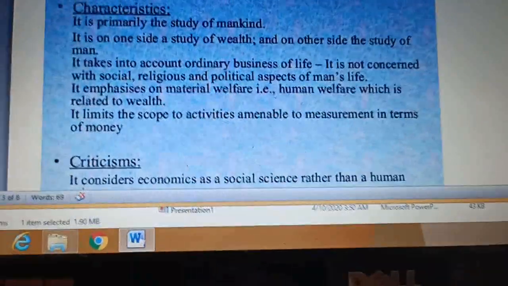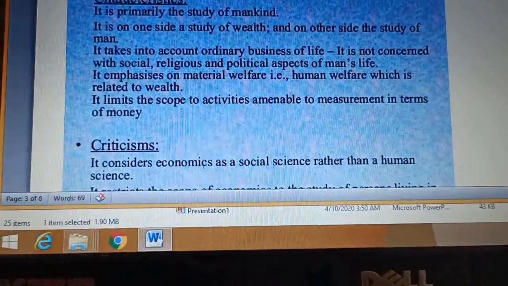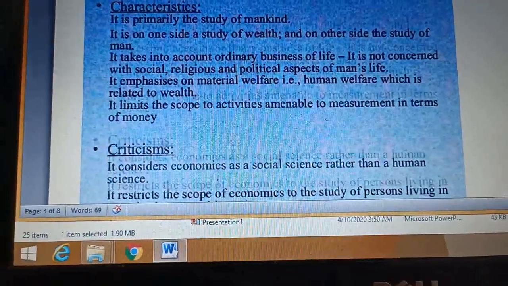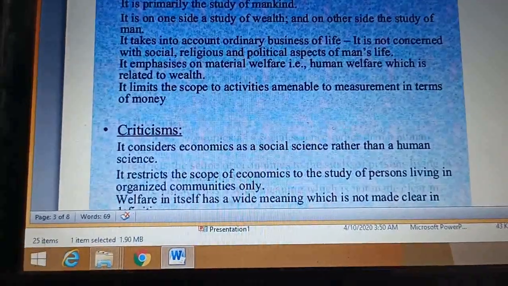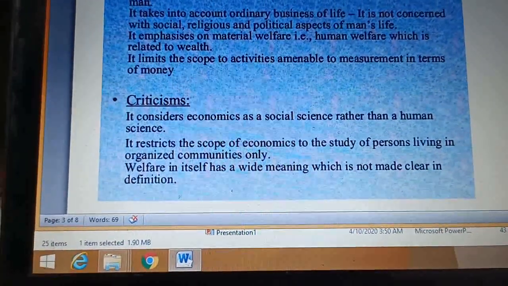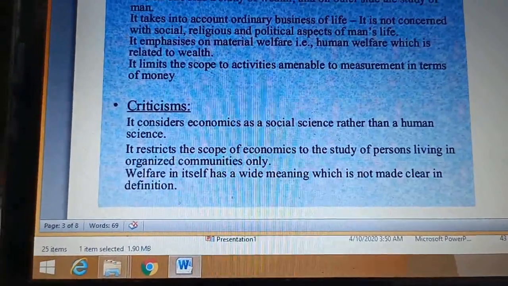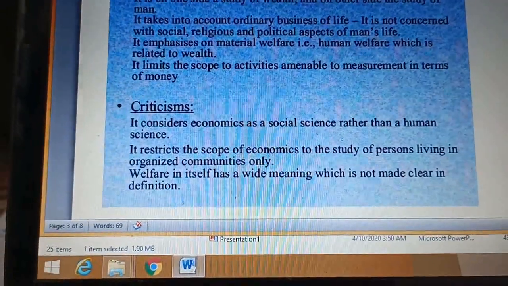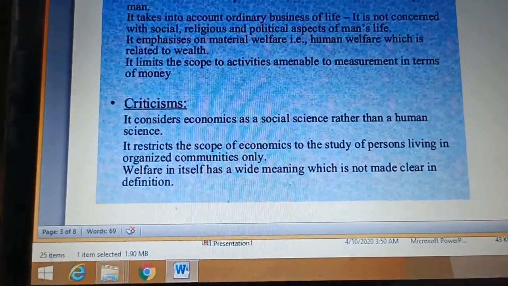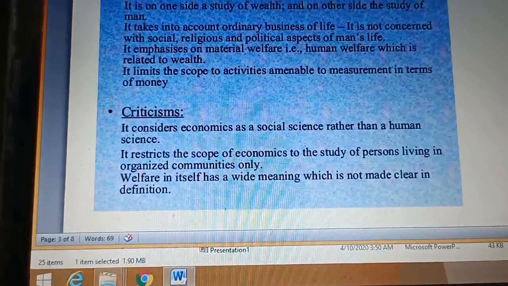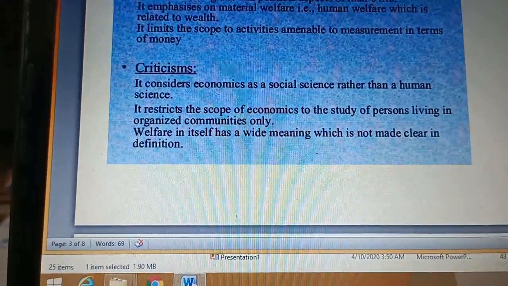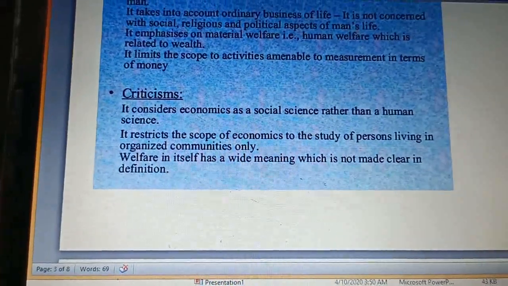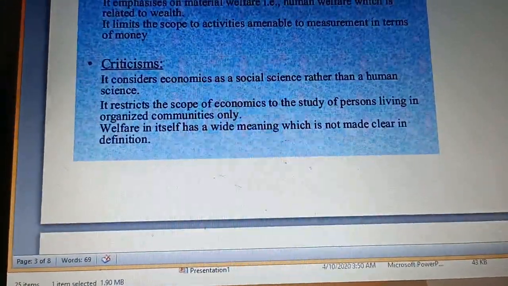And it was also criticized by Professor Lionel Robbins. It considers economics as a social science rather than a human science. It restricts the scope of economics to the study of persons living in an organized community only. Those who are unorganized, those who are not part of social life, what about them? It isn't clear. Welfare in itself has a wide meaning which is not made clear in this definition.